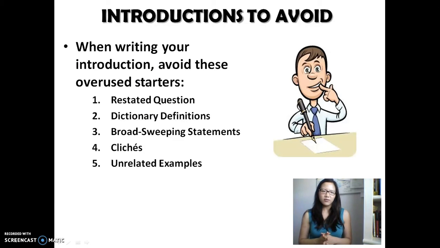The first would be the very obvious one where students may just restate the question. So if you have an essay that you know you're going to be writing about on feudalism, for instance, it wouldn't be very effective to say, this paper that I'm composing today is going to be discussing the elements of feudalism. Very boring, it's straight to the point, but it's not effective, it's not an attention grabber. Avoid that kind of starter for your essay.